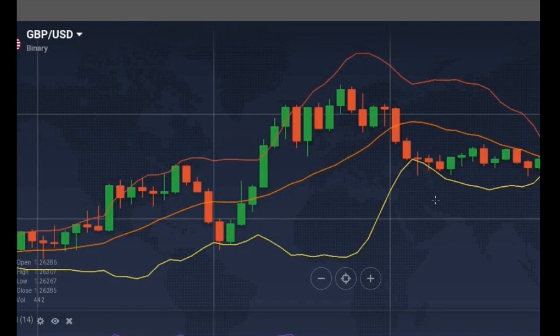So there's the Great British Pound USD. I mentioned earlier on that the Great British Pound USD is a very nice currency pair, very reliable, because it produces reliable patterns, and you can predict the Great British Pound USD.